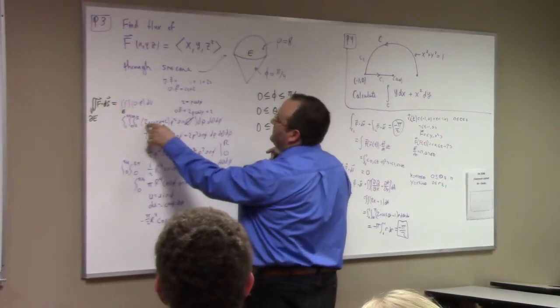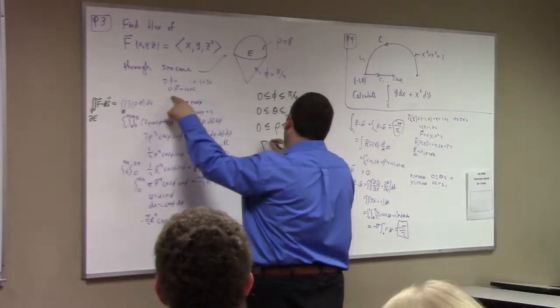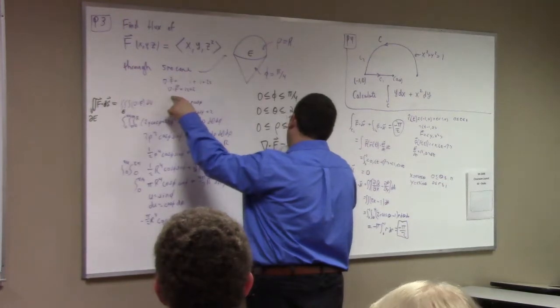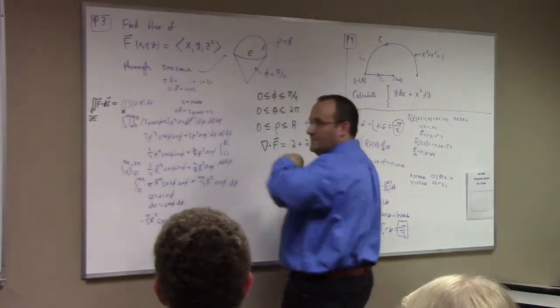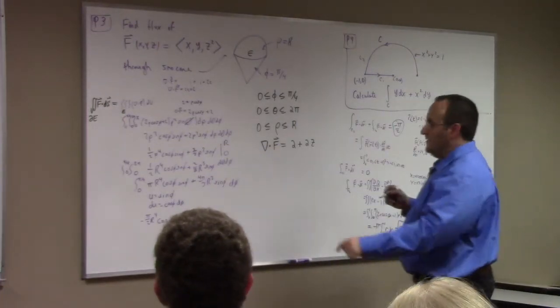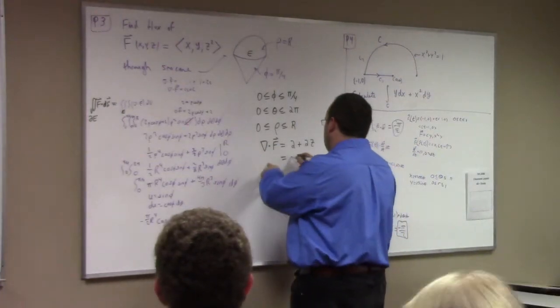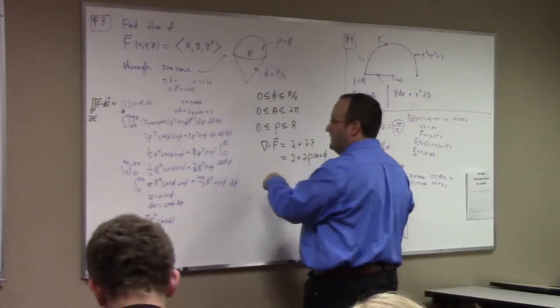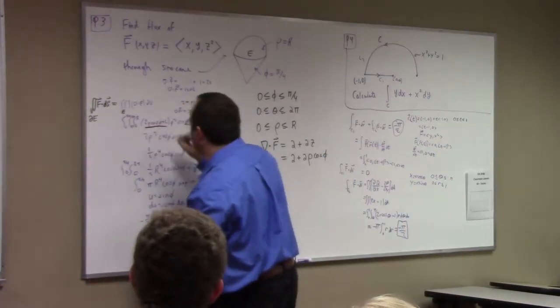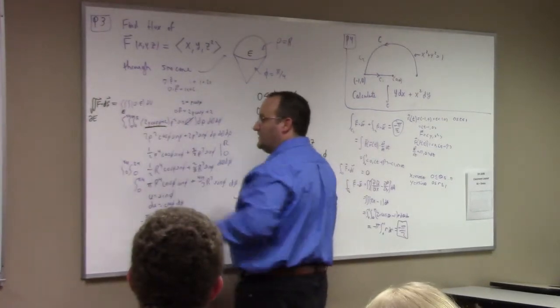And the divergence of f is, as he's pointed out, 2 plus 2z, right? I think they're absolutely right about that. So when you put that into spherical coordinates, that's 2 plus 2 rho cosine phi, right? And so that's where this 2 rho plus 2 rho cosine phi is coming from.